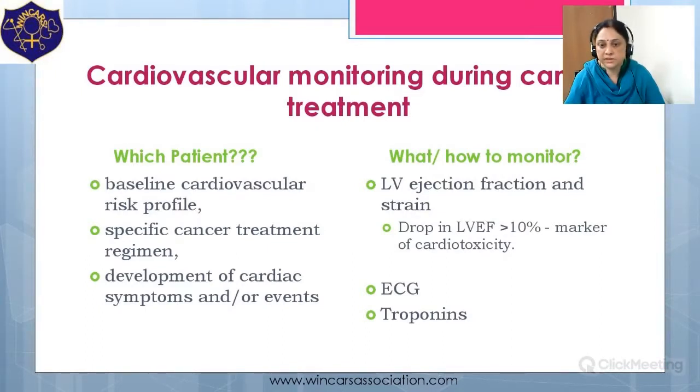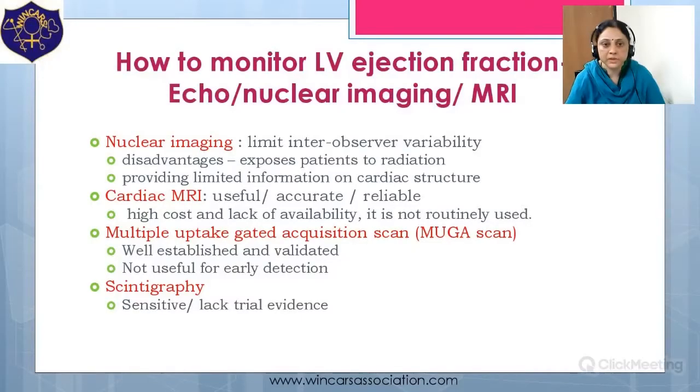LV ejection fraction, either by 2D echo or by myocardial strain echo, is the method to monitor these patients during cancer treatment. Studies have shown that a fall in LV ejection fraction of more than 10% is a marker of cardiotoxicity. The use of ECGs and troponins is optional and may add to the evidence given by the LV ejection fraction. Which is the best method to monitor the LV ejection fraction? This is echo, nuclear imaging, or magnetic resonance imaging.